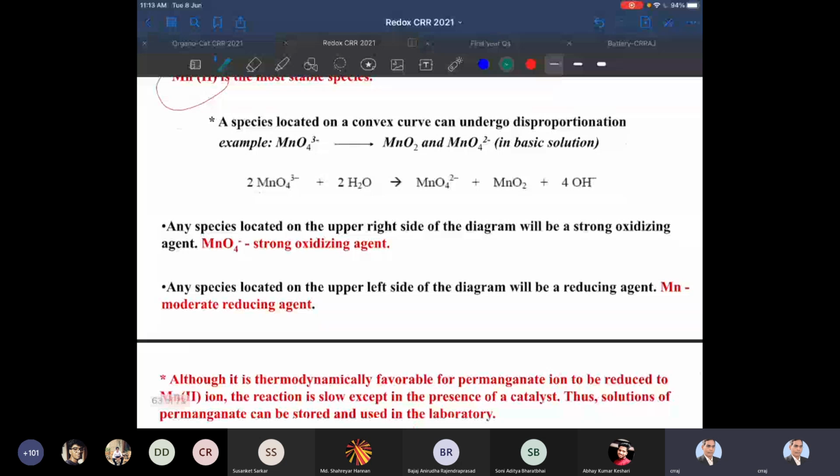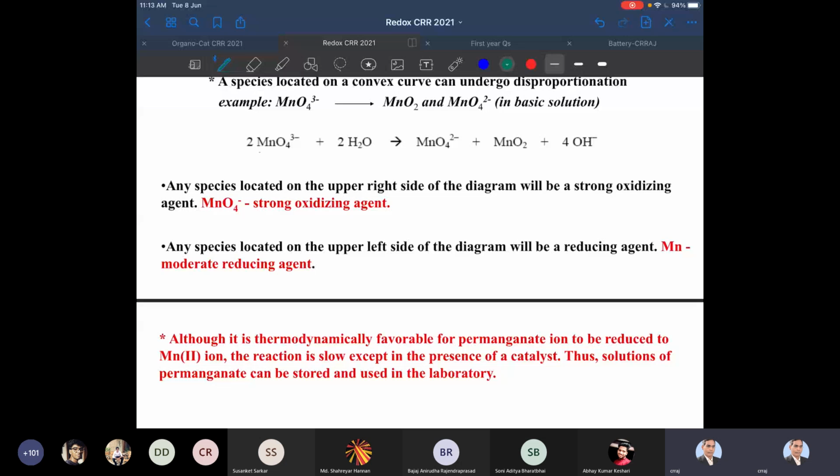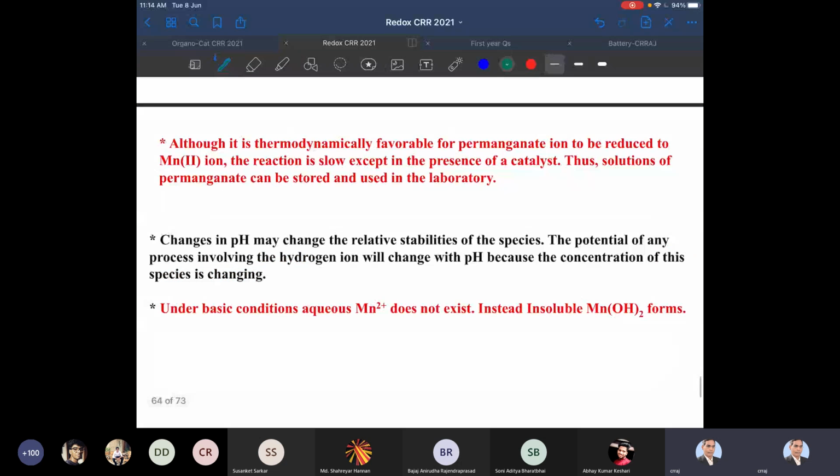Any species located on the upper left side of the diagram will be a reducing agent. That manganese is a moderate reducing agent. Although it is thermodynamically favorable for permanganate ion to reduce to Mn2+ ion, the reaction is slow except in the presence of a catalyst.